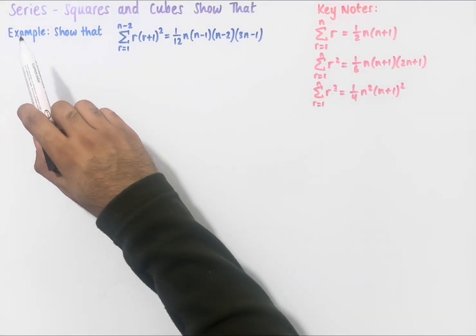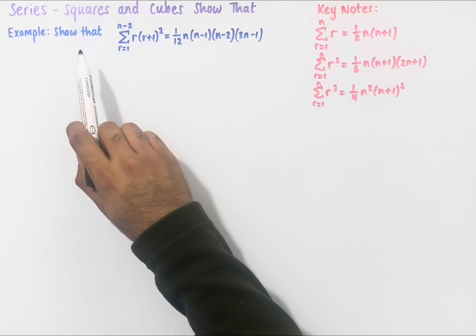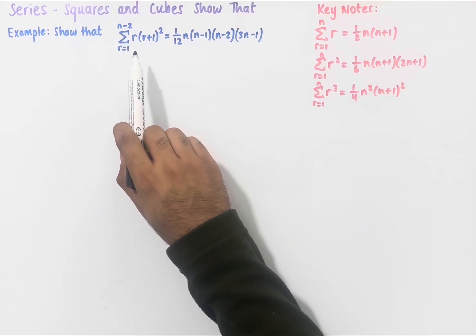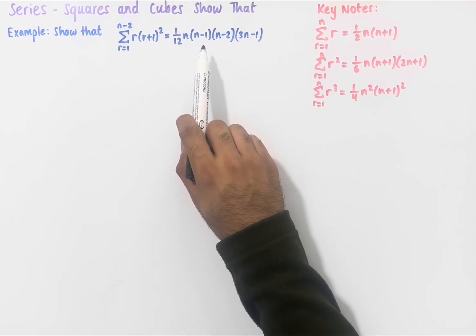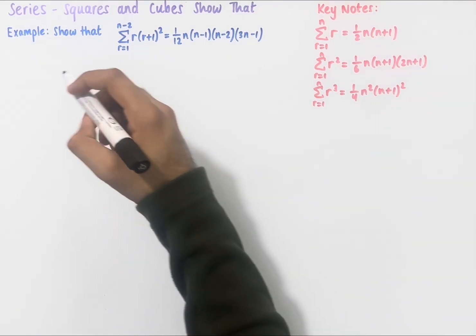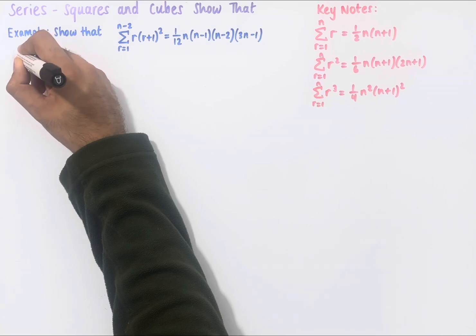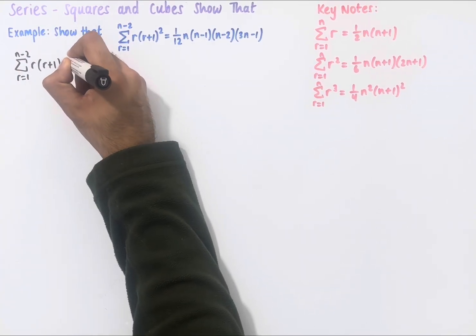Let's look at series with a "show that" question on squares and cubes. So the example says, show that the sum from r equals 1 to n minus 2 of r(r plus 1) all squared equals 1/12 n(n minus 1)(n minus 2)(3n minus 1). Now starting with the left hand side, we'll write the sum of r equals 1 to n minus 2 of r(r plus 1) all squared.